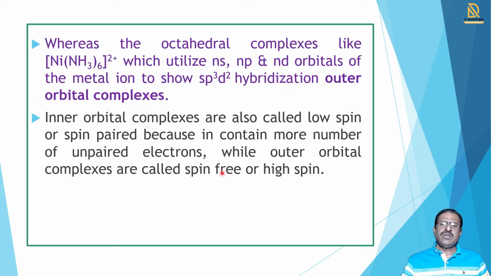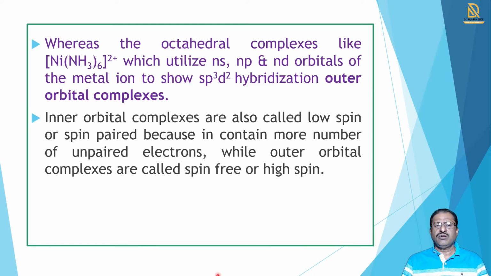Now we see how outer orbital complexes are formed, and for that purpose we take the example of [Ni(NH3)6]2+. In this case, nickel utilizes ns, np and nd orbitals of the metal, and it shows sp3d2 hybridization, and it forms outer orbital complexes.